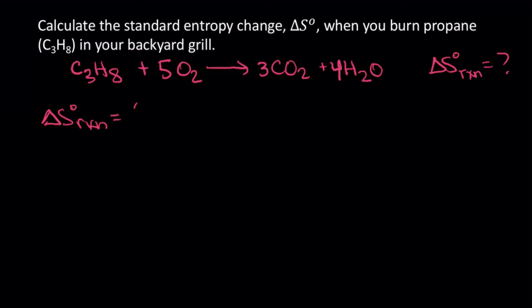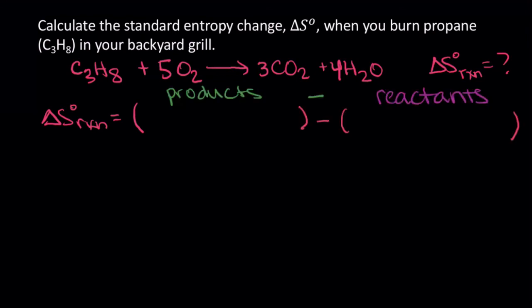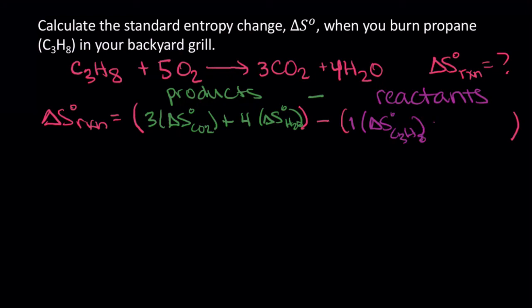And that should be entropies of the products minus the entropies of the reactants. So we have carbon dioxide as a product, and remember we have to multiply it by the coefficient in the equation. Let's take 3 times the standard entropy for carbon dioxide and add that to 4 times the standard entropy of water, and we're going to subtract that from the standard entropies of the reactants. So we have 1 times the standard entropy of methane and 5 standard entropies of oxygen.